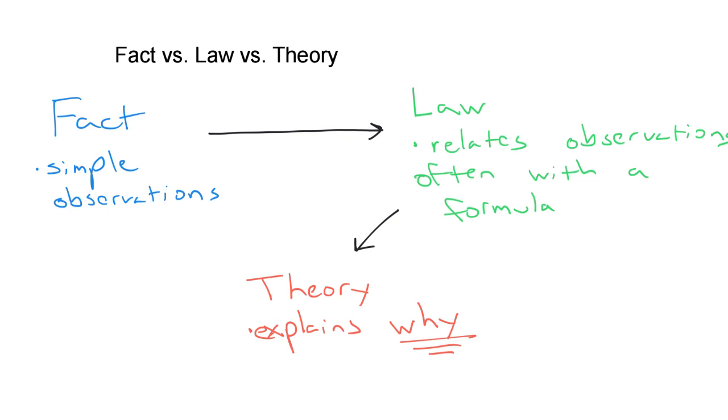All right, so an example of all of this would be something like gravity. So the simple observations we might make with gravity is that when we drop objects, they fall to the earth. We can make lots and lots of observations of that same thing happening. The law of gravity is what Newton first described, the equation that related how the mass of two objects affects the gravitational force between them. And this is just an equation.